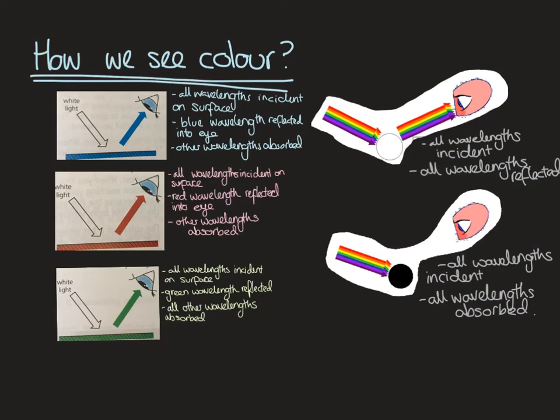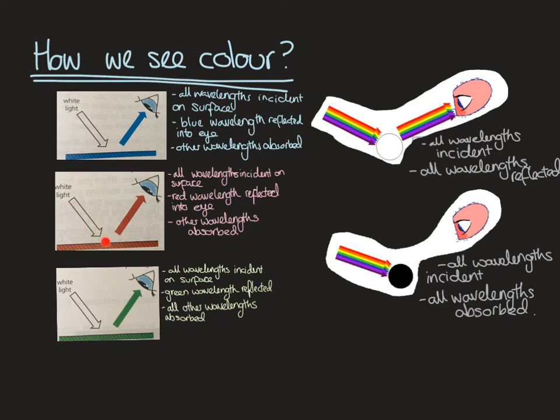Okay, so let's have a look at this first situation here. Why does a blue object look blue? Let's say that we're shining white light, so that's all of the different wavelengths, on this blue object. A blue object is going to absorb all the other wavelengths apart from blue, but it's going to reflect the blue wavelength into our eye. That means our eye only detects the blue wavelength, so our brain interprets it as blue. So all the wavelengths are incident on the surface, the blue wavelength is reflected, and the other wavelengths are absorbed by the material.